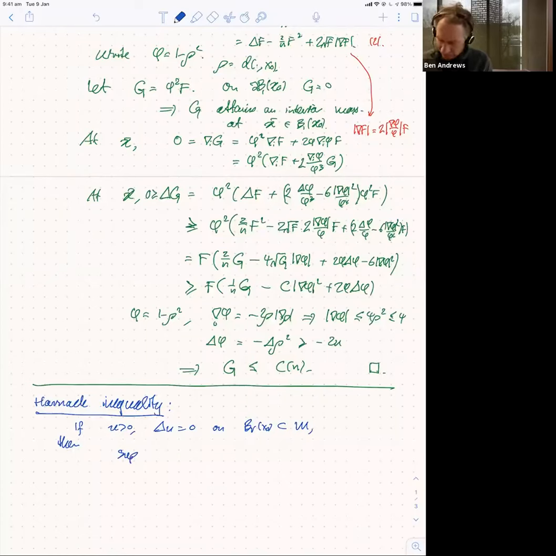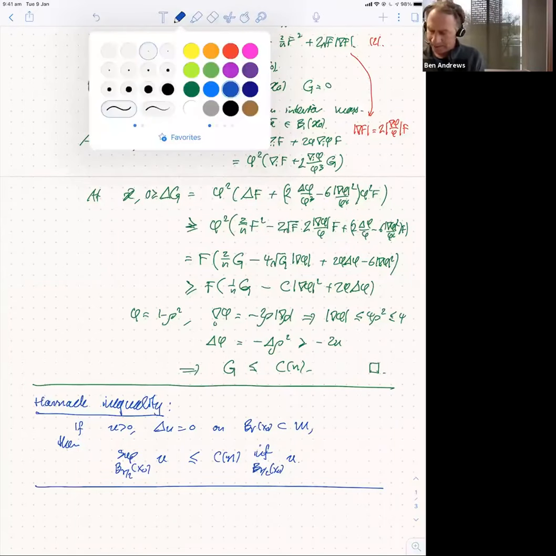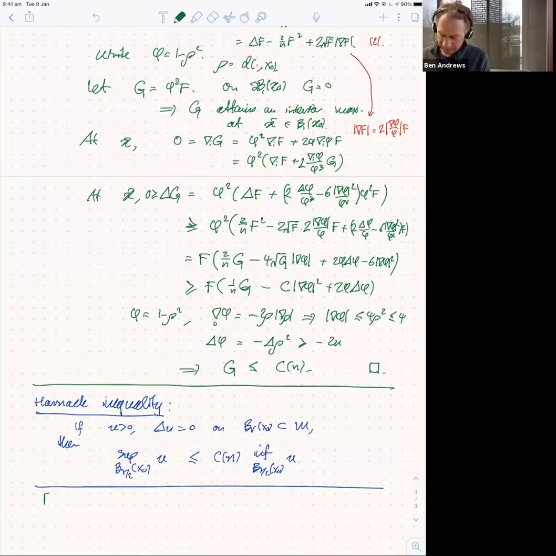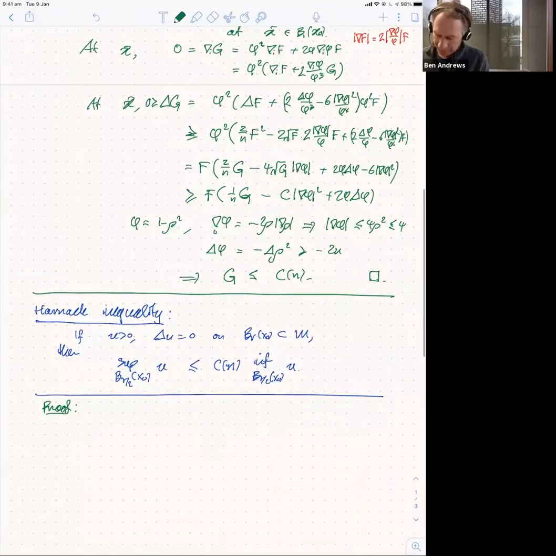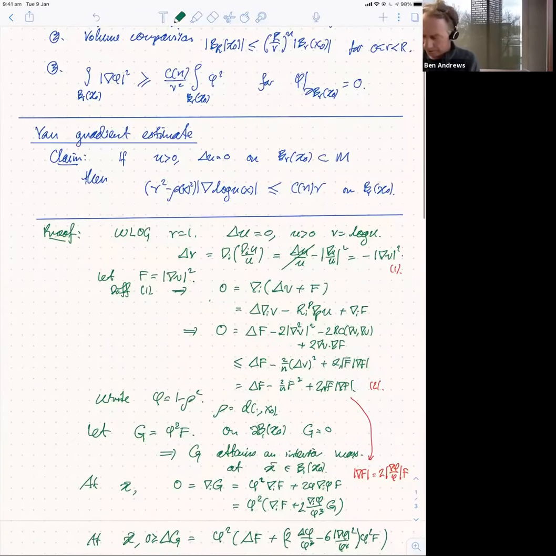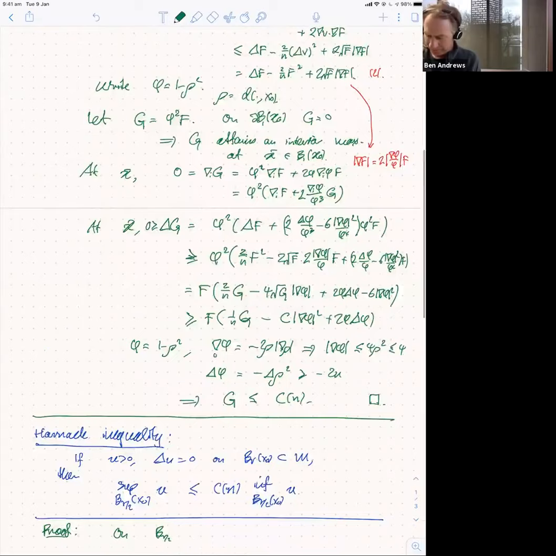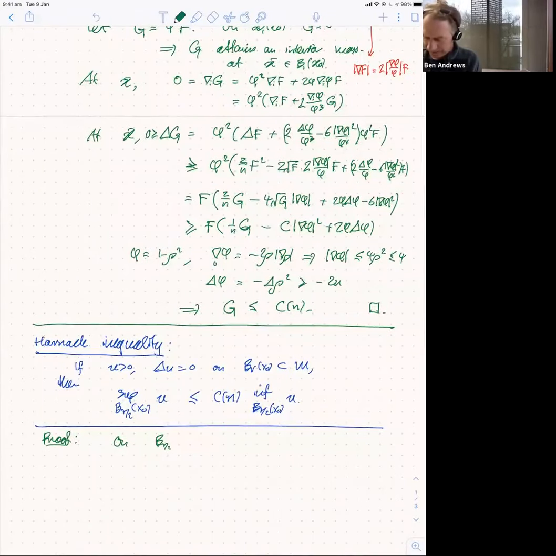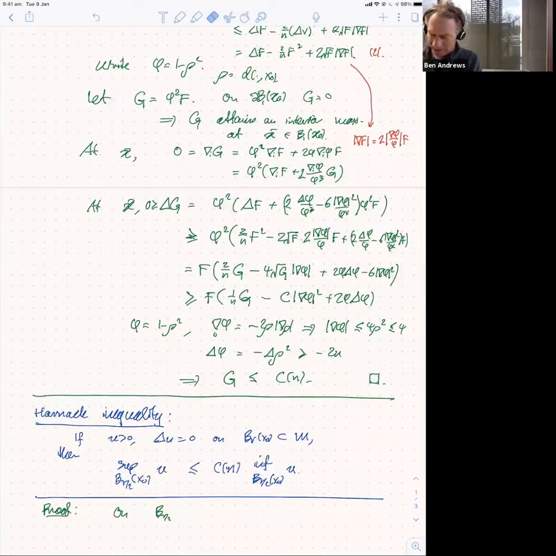So particularly the sup on the ball of radius r over 2, about x naught of u, is bounded by some dimension-dependent constant times the inf on the same set. Okay, so that follows very easily because, let's see, on the ball of radius r over 2, we've got now a gradient bound on log u. Okay, so again, let me, yeah, I can rescale. So let's rescale so that r is 1 again.